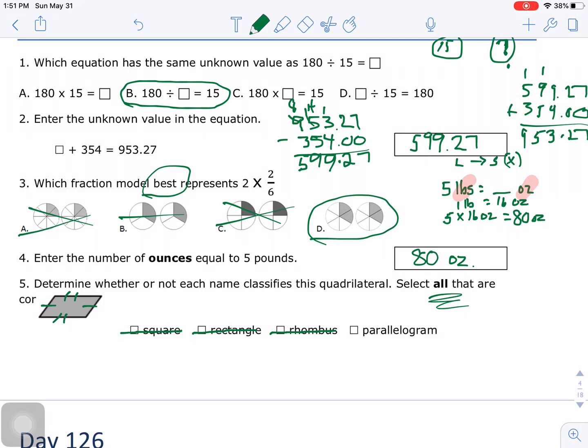And is this a parallelogram? Well, a parallelogram has to have 2 pairs of parallel sides, which this does. So this object is a parallelogram.